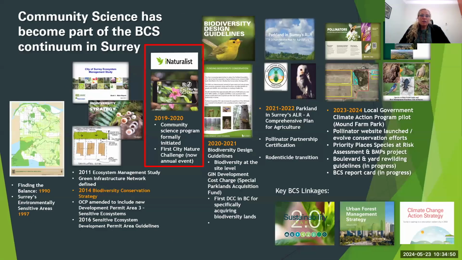And just for context, because the biodiversity conservation strategy itself had some predecessors, we started back in the 90s with an environmentally sensitive areas study. I'm not going to go into each one of these components over the last 10 plus years, but suffice to say that community science became one of the integrated tools that we started developing around 2019. I had a background in using iNaturalist and engaging citizens and residents in gathering data and using it for biodiversity monitoring before I started with the City of Surrey. And so that was one of the first things that I did back in 2019, to get the City of Surrey created as a place within the iNaturalist platform.